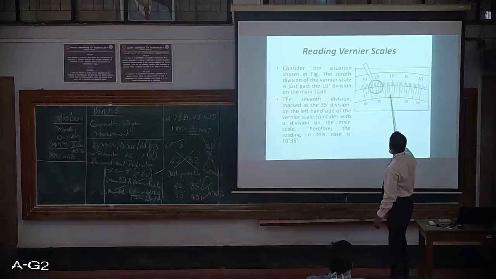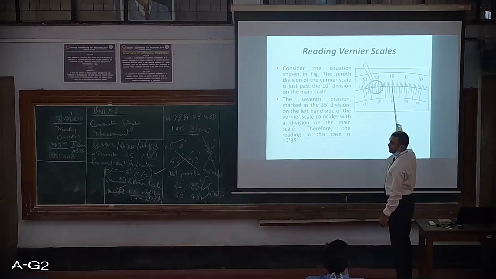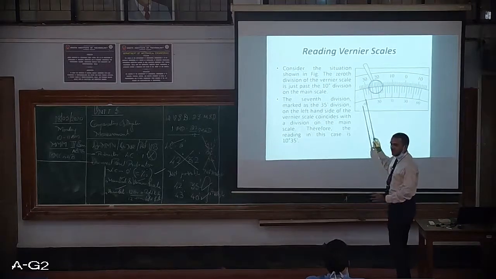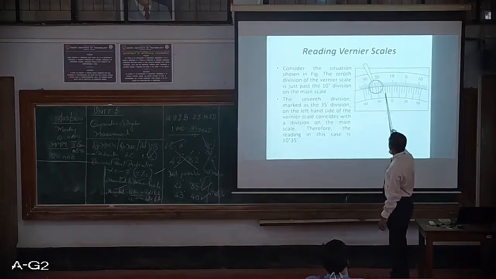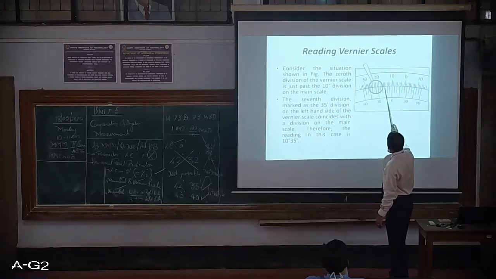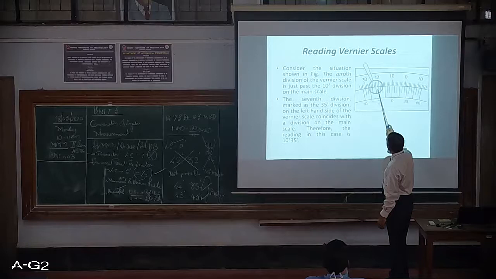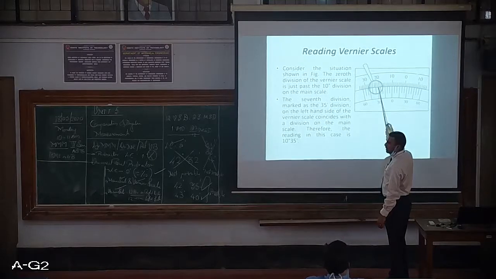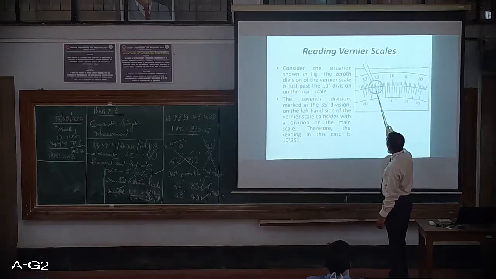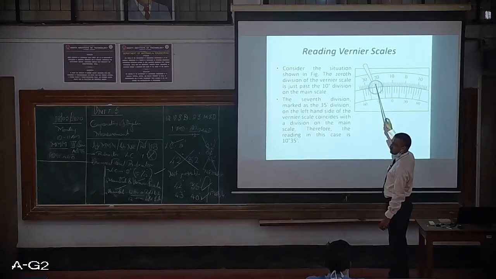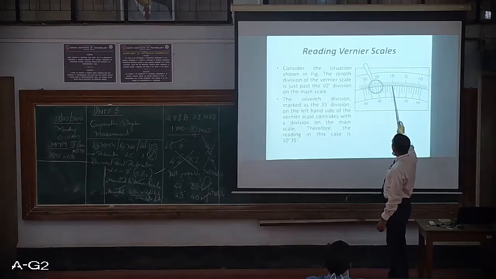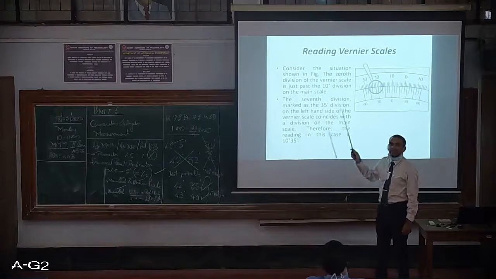Okay, the seventh division marked as 35 on the left hand side of the vernier scale coincides. So you can see over here, this is between 10 and 11, so it should be 10 something, some minutes. If you go on seeing, you can see over here the 30th mark, and immediately after the 30th mark, the 35th mark is coinciding. That means the value is 10 degree 35 minutes.